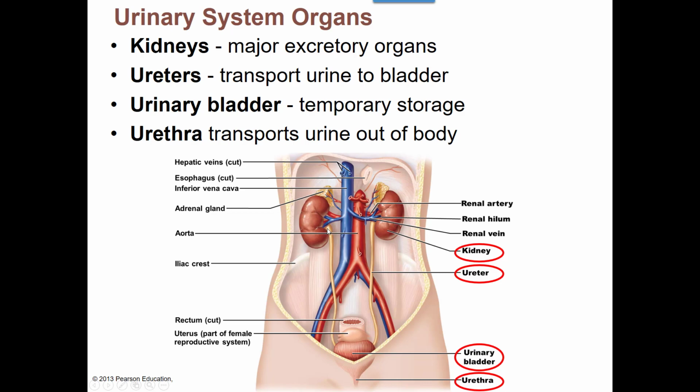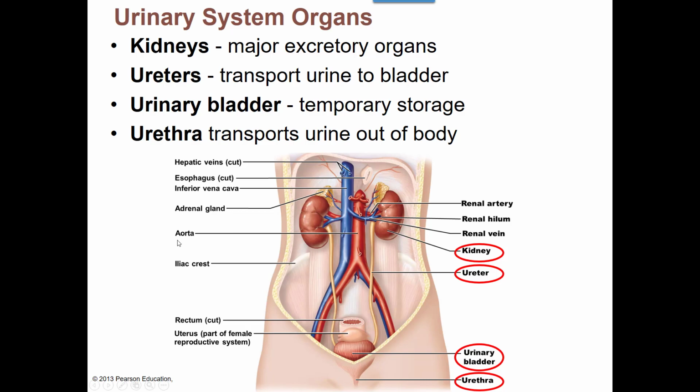Connected to each of the kidneys, you have these long tubes called your ureters. The two ureters join together and drain urine into the urinary bladder. And the urinary bladder is just to store urine. And then the urethra is going to transport urine out of the body. Those are the basic parts of the urinary system.